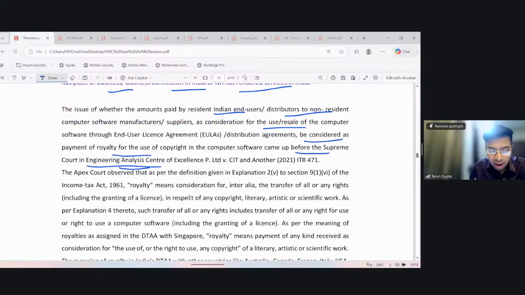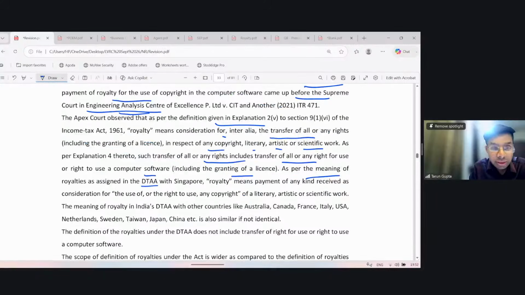The Apex Court observed that as per the definition given in Explanation 2 to Section 9(1)(vi) of the Act, royalty means consideration for, inter alia, the transfer of all or any rights, including granting of license, in respect of any copyright, literary, artistic, or scientific work. As per Explanation 4 there too, such transfer of all or any right includes transfer of all or any right for use or right to use a computer software, including granting of license. As per the meaning of royalty in the DTAA with Singapore, royalty means payment of any kind received as a consideration for use or right to use copyright of a literary, artistic, or scientific work.